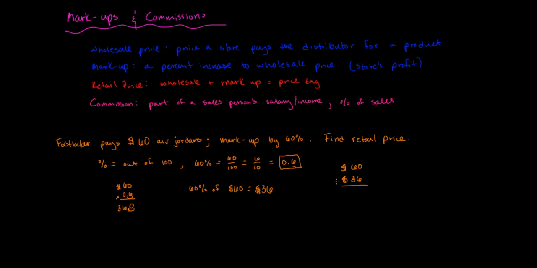6 plus 0 is 6. 6 plus 3 is 9. So we get a total retail price of $96. Okay, so our retail price is going to be $96. And that's actually fairly accurate, right? A decent pair of shoes is usually around $100.